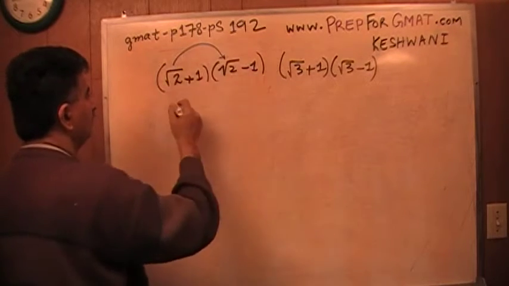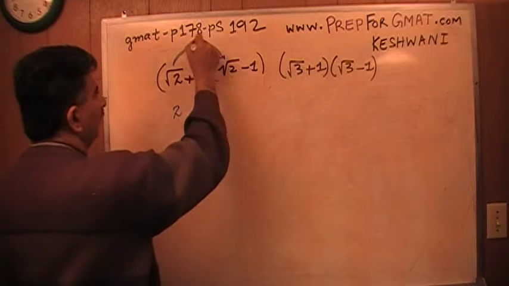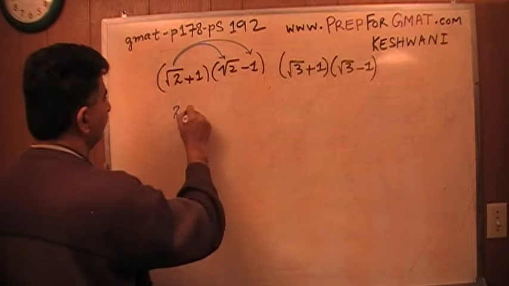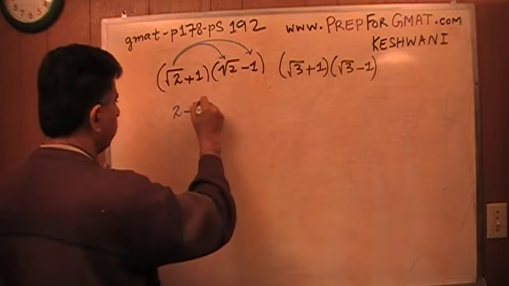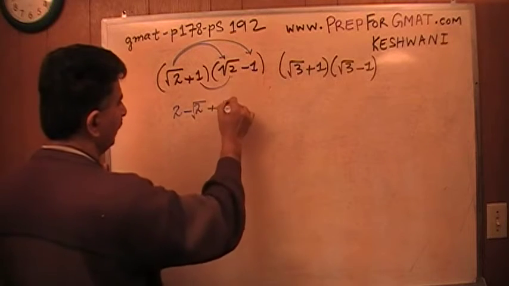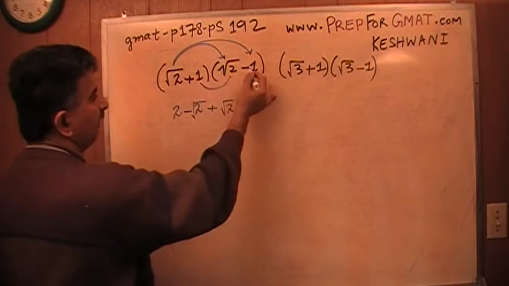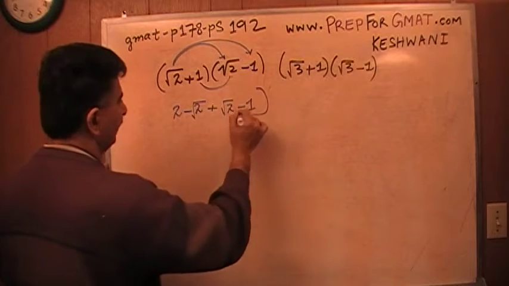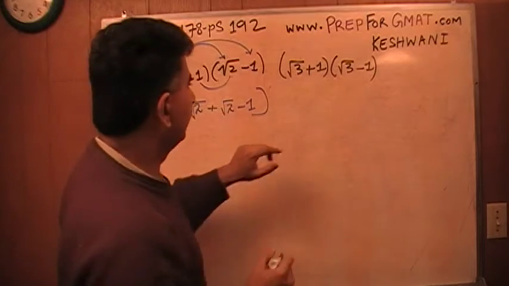Root 2 times root 2 is just 2. Root 2 times negative 1 is just negative root 2. And root 2 times positive 1 is positive root 2. And positive 1 times negative 1 is negative 1. So that takes care of this part. Now let's do this part.